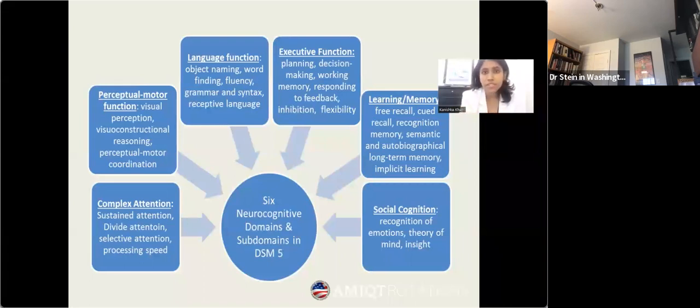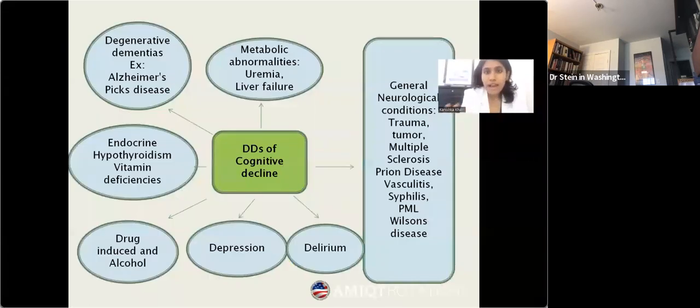And why is it important to know these cognitive domains? Because several of these key domains are affected in the various neurocognitive disorders, and we test them during the various neuropsychiatric assessments as well. So this slide depicts the various innumerable causes of cognitive decline in elderly.